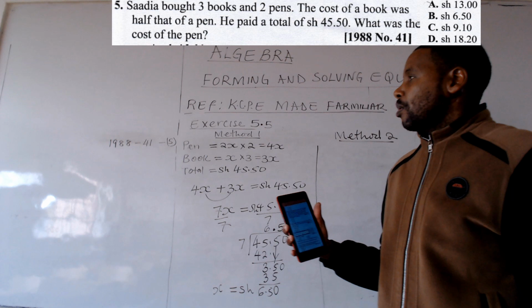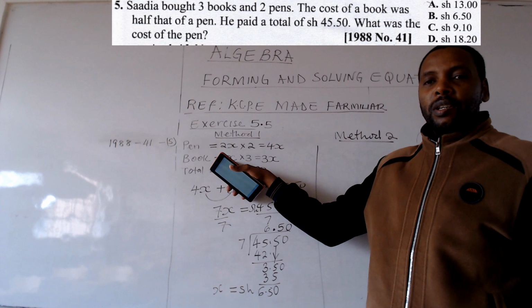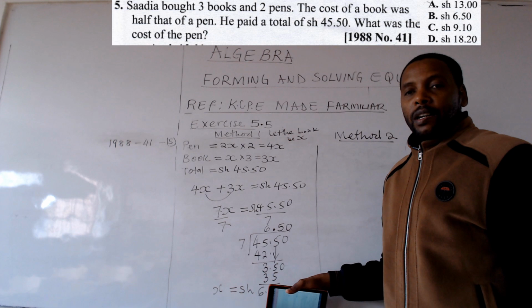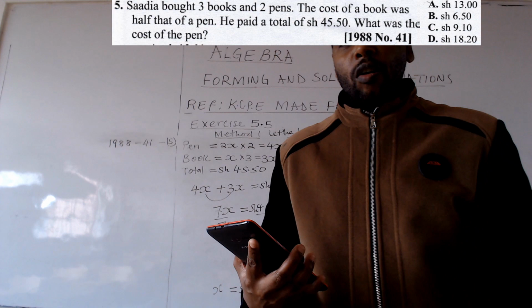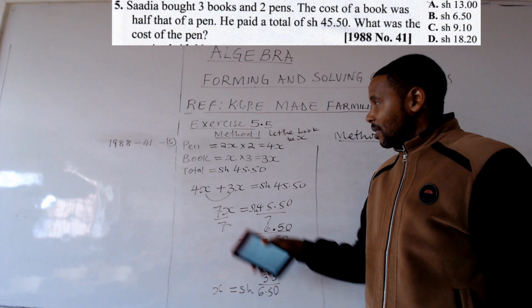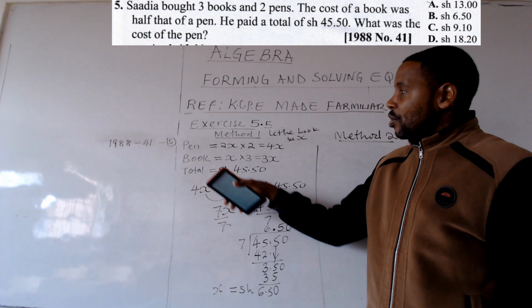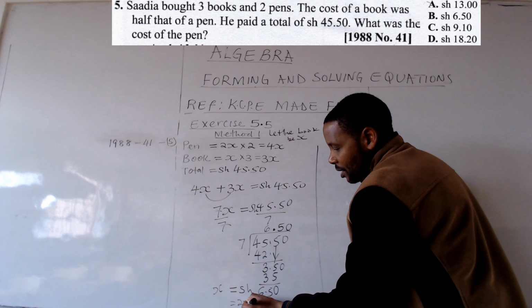Then we go back and look what was represented by x, and it was the book. We had said, let the book be x. So this x is the value of the book. And the examiner is asking, what was the cost of the pen? And one pen is costing x times 2, because we just want the value of one pen. So the pen is 2 times 6 shillings and 50 cents, which you are able to do and get the answer.